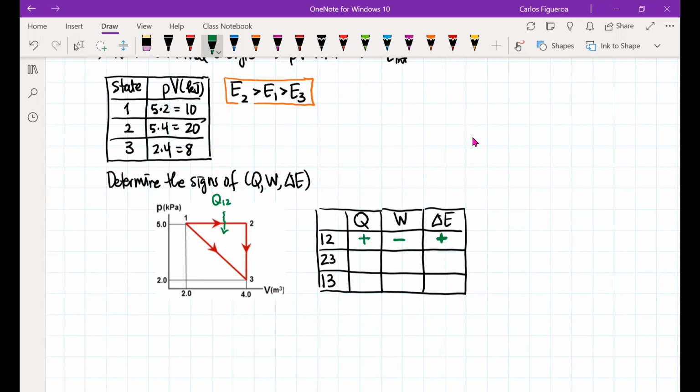Now look at what happens from 2 to 3. I go from a higher pressure to a lower pressure at the same volume. I know that there's no work here. And because there's no work, I have to decrease the microkinetic energy, so I have to take heat out, which I do. So in this case, we take heat out between 2 and 3.